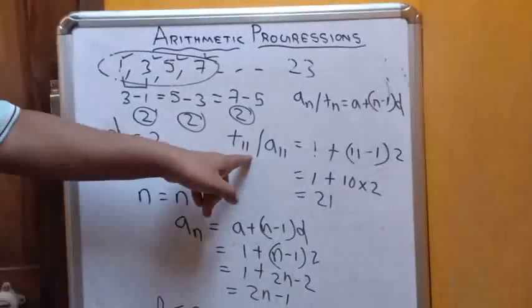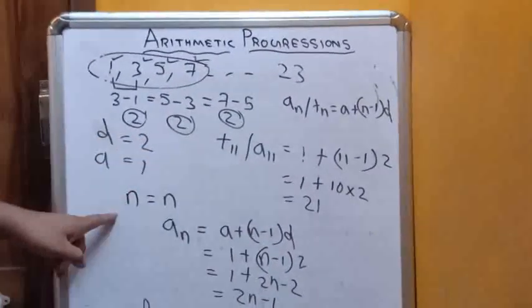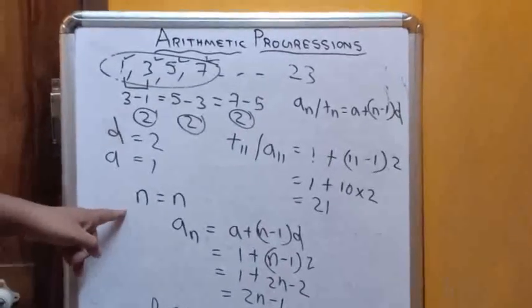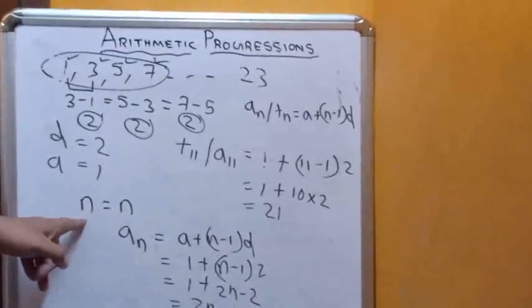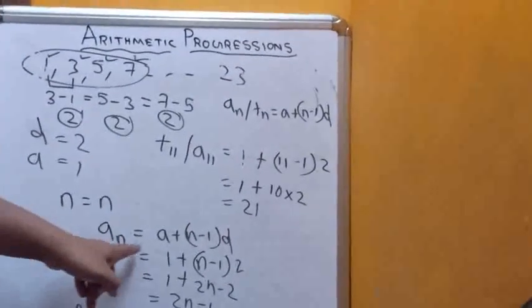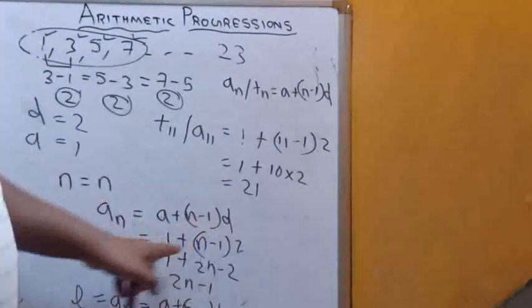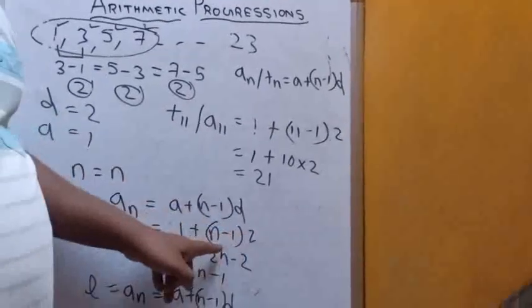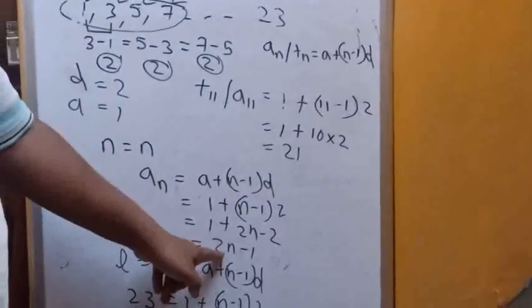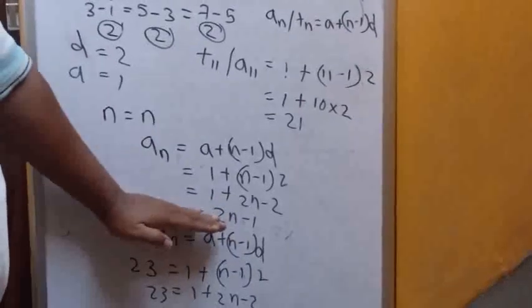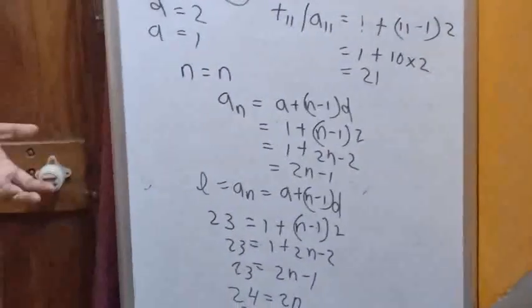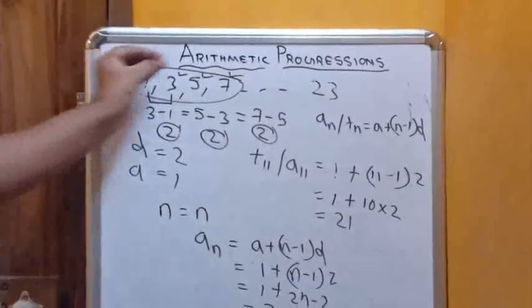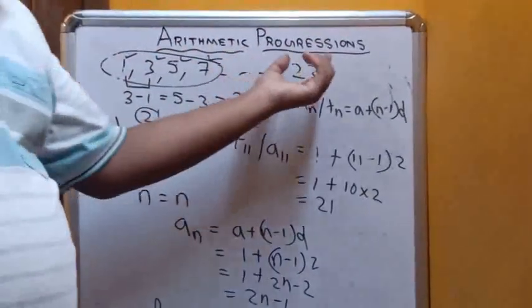Here what I am asking? 11th term. Here general term. So general term means, remember, you have to put nth, only nth term. Okay, or n. So an equals to a plus n minus 1 into d. So 1 plus n minus 1 into d equals to, you are getting 2n minus 1. Okay, so this is about the general term.